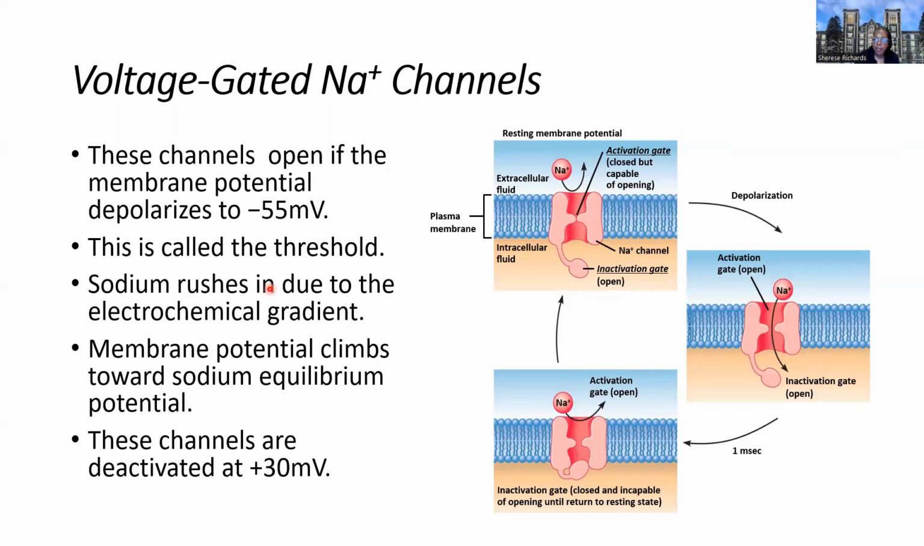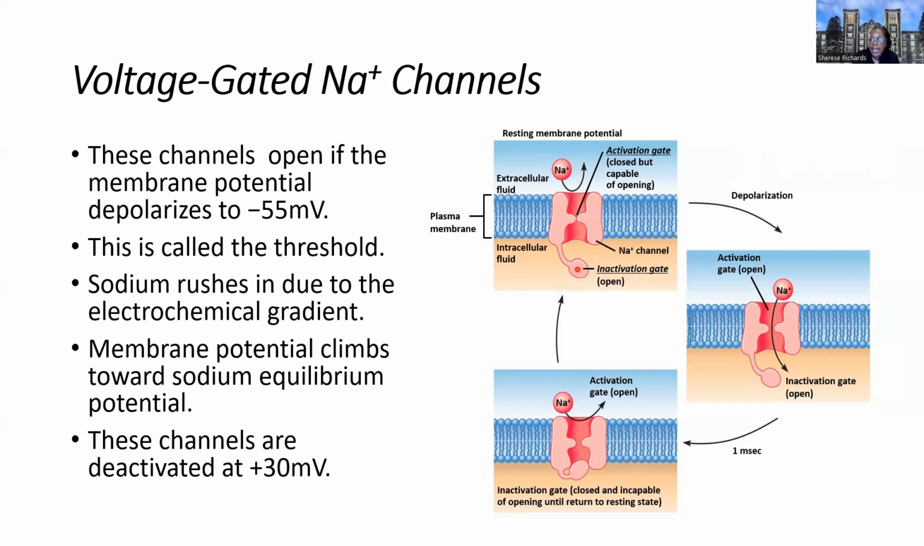And this is going to help the membrane potential to start climbing in an attempt to move towards sodium's equilibrium potential, which is really positive, at +60. Now, these channels are going to be deactivated at +30. So the membrane potential will never actually arrive at +60 because the deactivation mechanism on these channels closes them at +30.